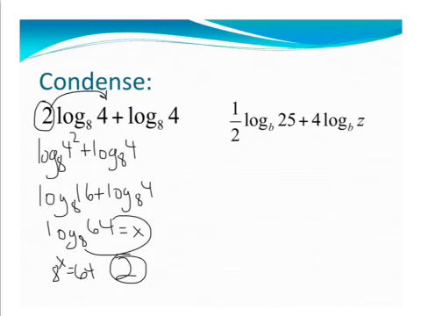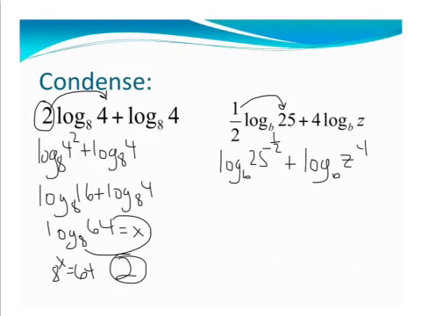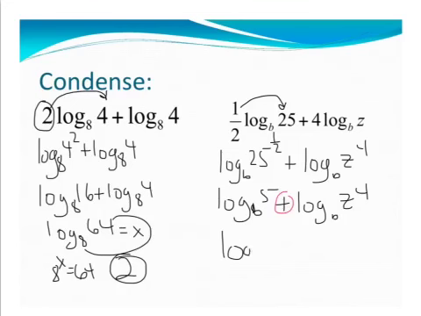Once again, I'm going to move this to my exponent. So I'm going to have log base b of 25 raised to the 1/2, that's an exponent, plus log base b of z to the 4th. Well, 25 to the 1/2 is 5, so I have log base b of 5 plus log base b of z to the 4th. And now I can deal with the addition right here. And I know that that's going to become a product when I put these two together. So I'm going to have log base b of 5 z to the 4th.